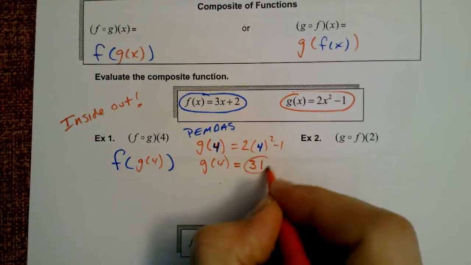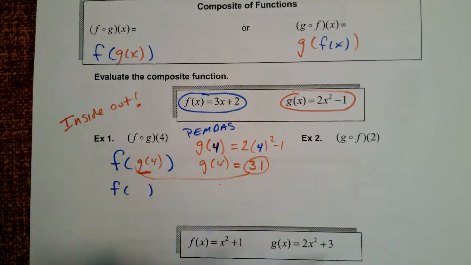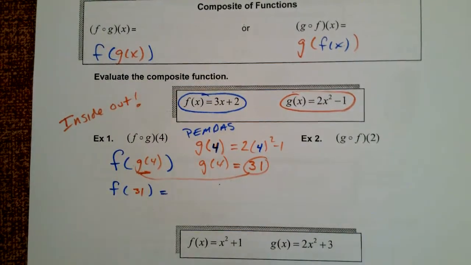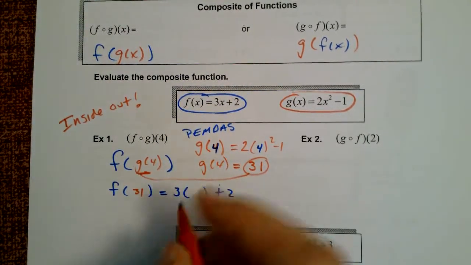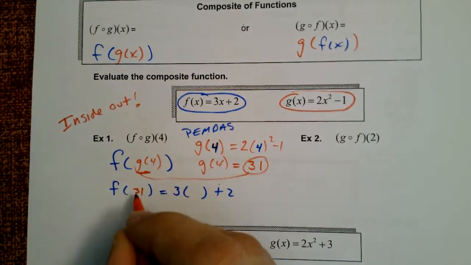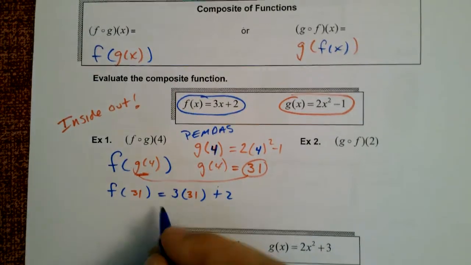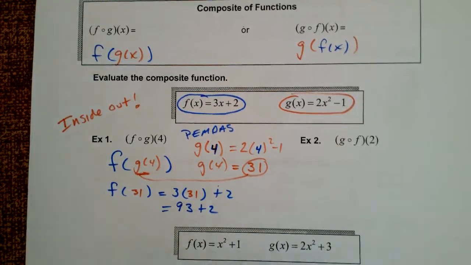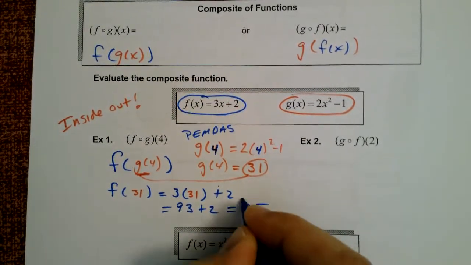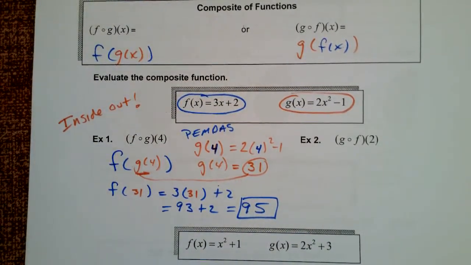Well, now I'm going to use substitution. I'm going to plug it in. So I want f of 31. It's kind of like a two-stepper. I take my function, f of x is 3x plus 2. But instead of x, I put parentheses, and in the parentheses, I'm putting in my new input. The input is now 31. And then I simplify. 3 times 31 is 93. And then we add 2. And my final answer is 95. So if they ask me what f of g of 4 is, my final answer would be 95. And that's it.